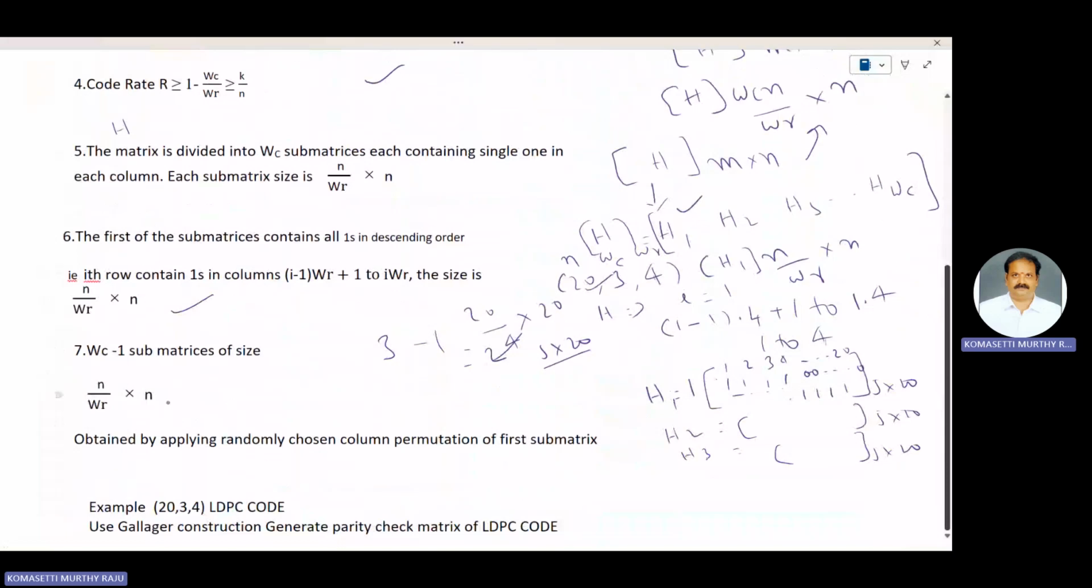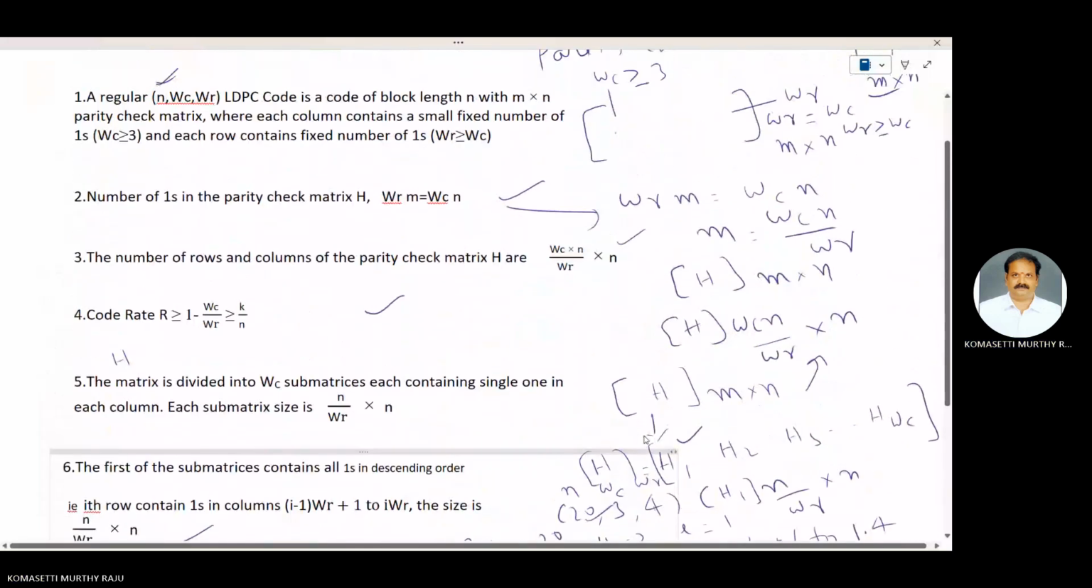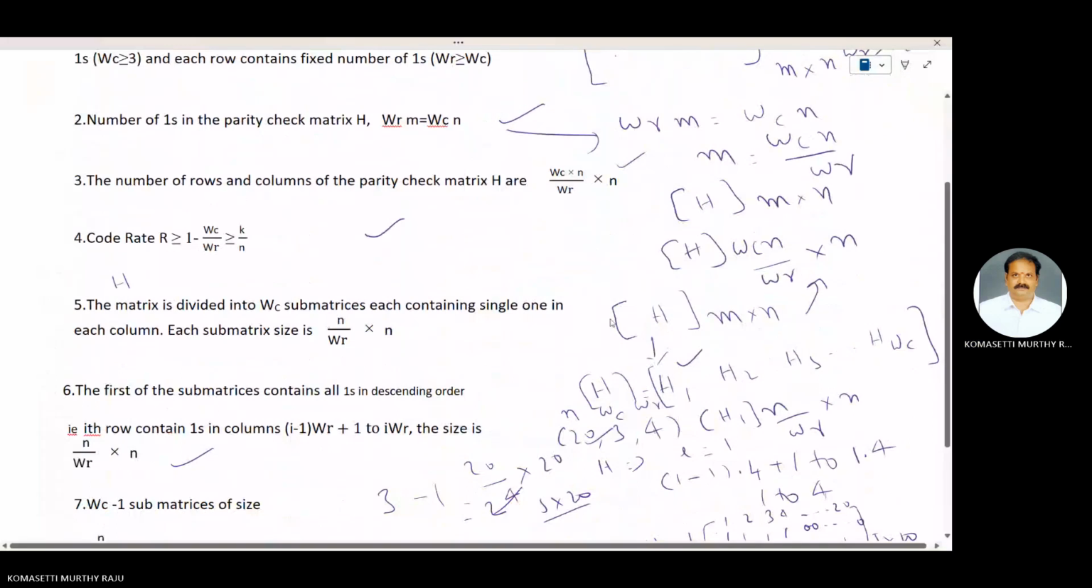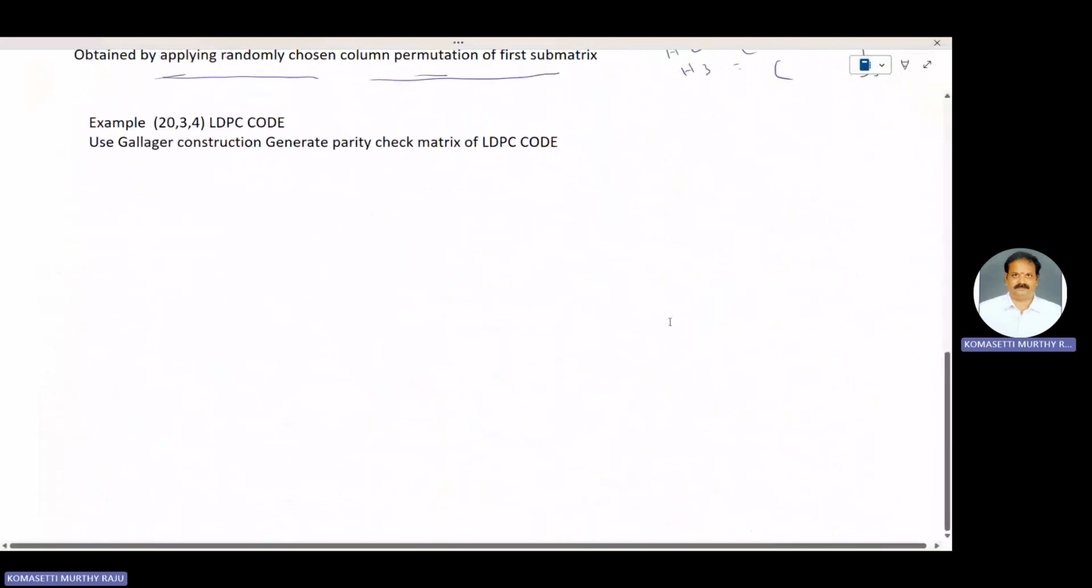of size 5 cross 20 are obtained by applying randomly chosen column permutations of the first submatrix. The matrix is divided into WC submatrices, each containing a single one in each column. Single one in each column. The concept will be explained with the help of an example.